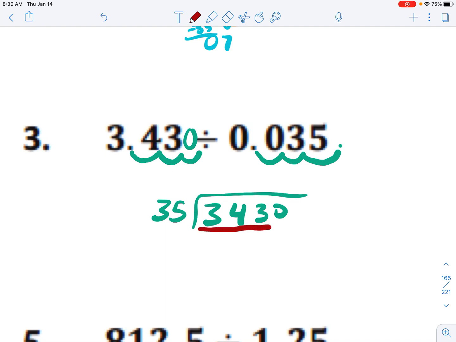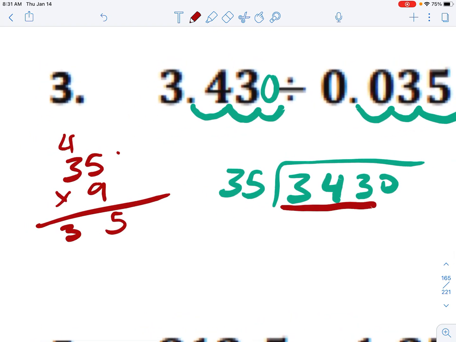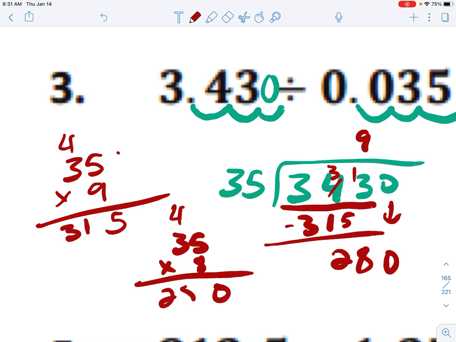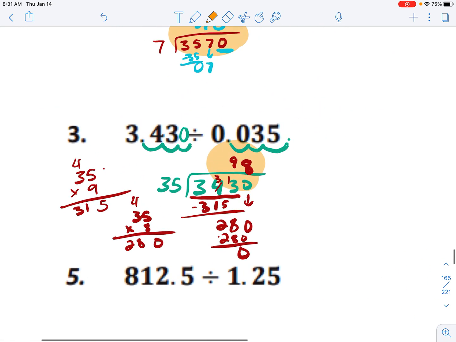Okay, so 35 can't go into 34, so we have to start with 343. I'm going to try it 9 times because I know 35 times 10 is 350. So this is 45, 27, and 31. So it's 315. We subtract this, and we get 28, and then we bring down the 0. Now I need to figure out how many times 35 goes into 280. I know 3 times 8 is 24, 3 times 9 is 27, but it does have a 5. So let's try 35 times 8 first, and that is 40, 24, 28, and look at that, it comes out evenly with no remainder, so my answer comes out to 98.